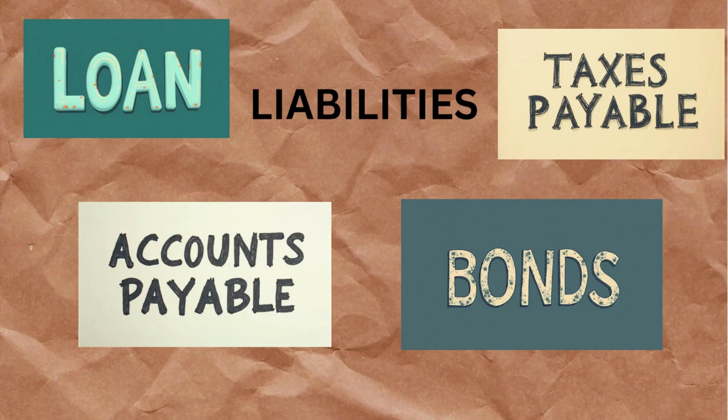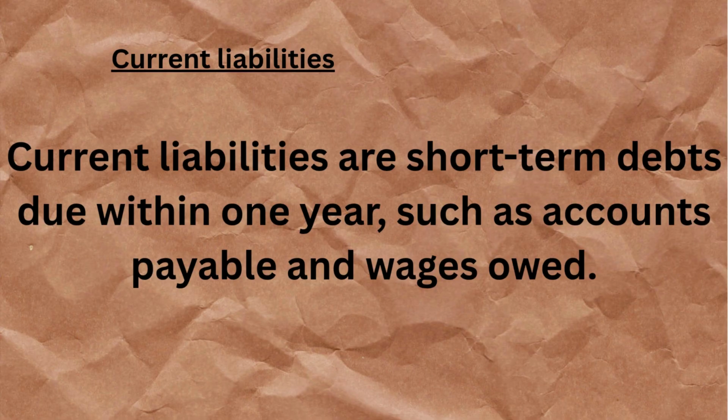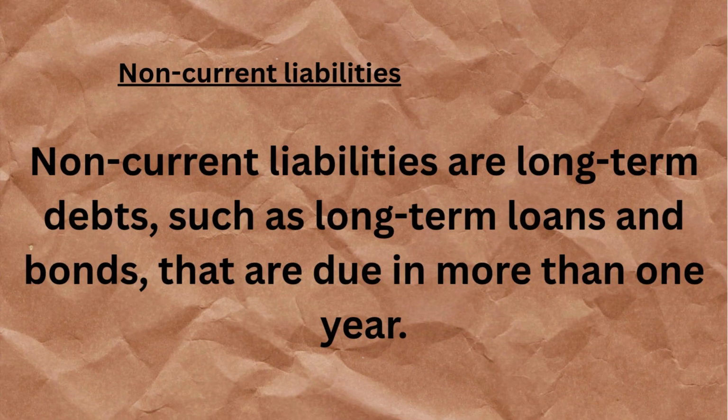Liabilities are obligations the company owes to external parties. Current liabilities are essentially the liabilities that need to be met within 1 year, and these include accounts payable, short-term loans, and accrued expenses. Non-current liabilities refer to long-term obligations like long-term loans, bonds payable, and deferred tax liabilities.